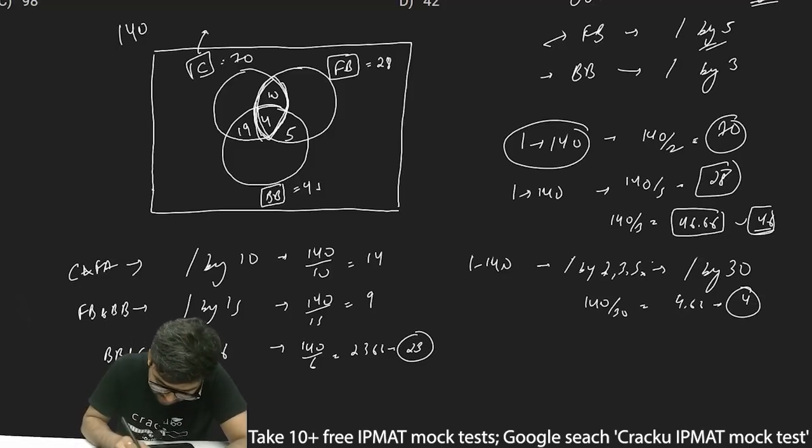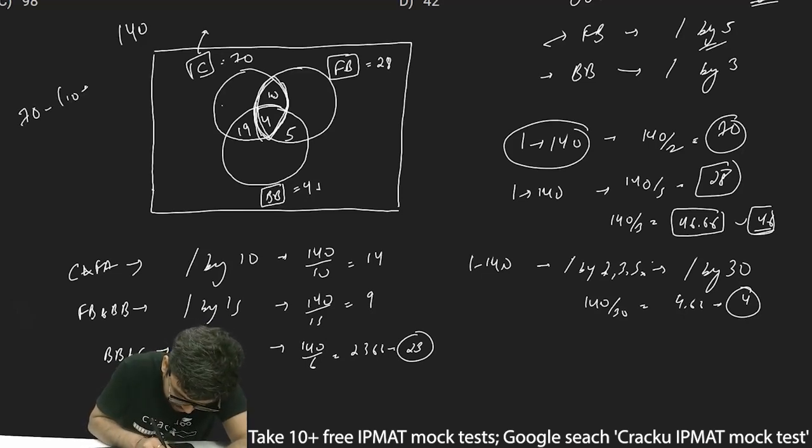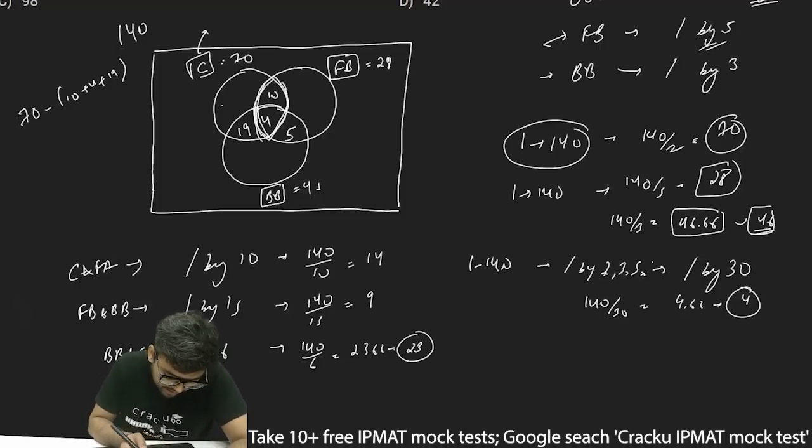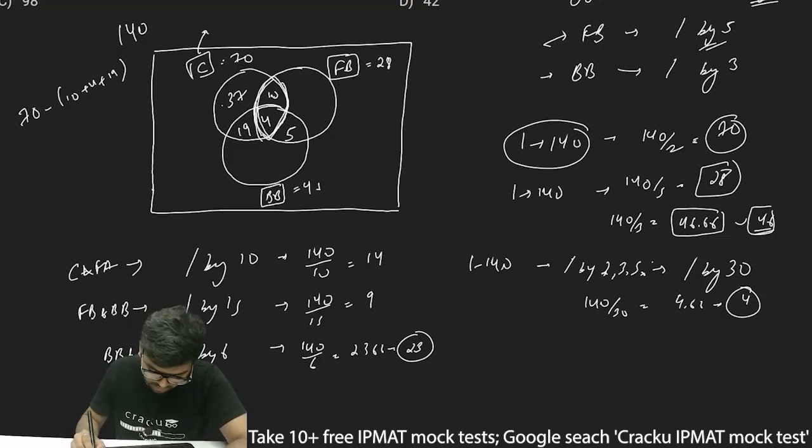Now for cricket, 70 is the total number and this is 10, 4 and 19. So the remaining will be 70 minus (10 plus 4 plus 19), which is equal to 70 minus 33, which is 37 students. So there are 37 students who are playing only this sport. Then football is 28 minus 10 minus 4 minus 5. So 28 minus 10 is 18, 18 minus 4 is 14, 14 minus 5 is 9. So this is 9 players who are playing only football.